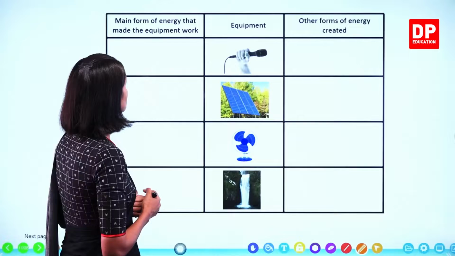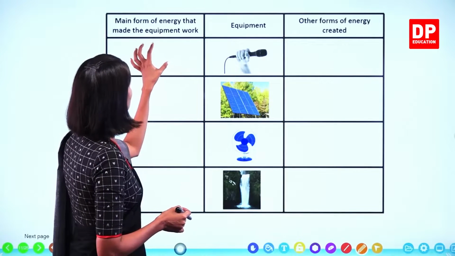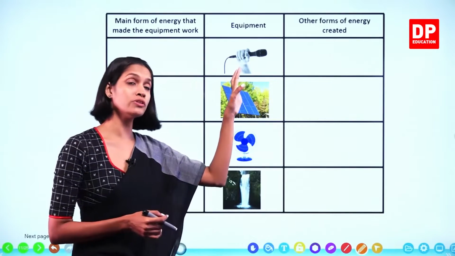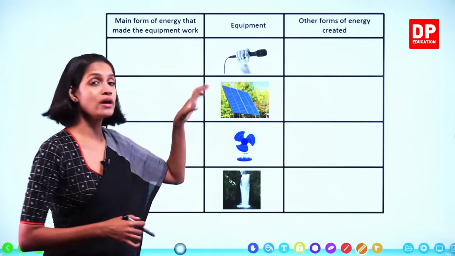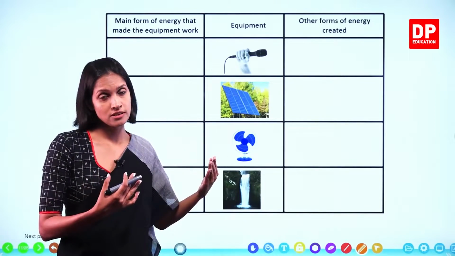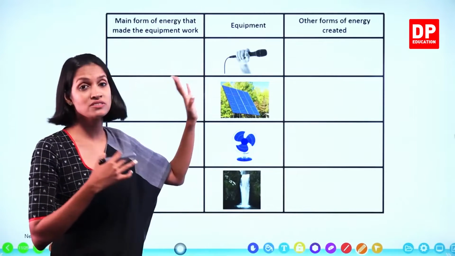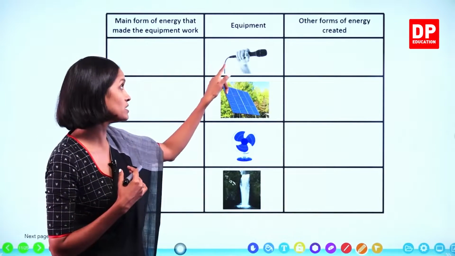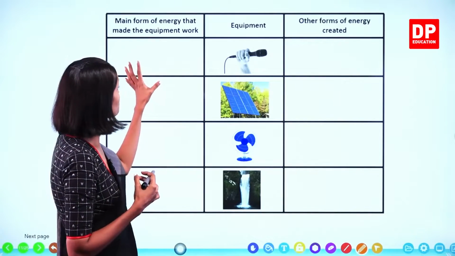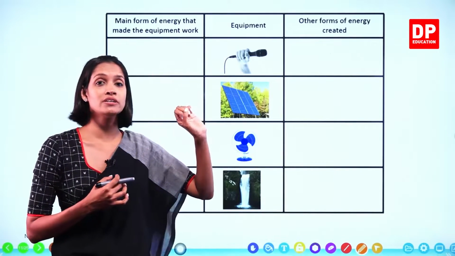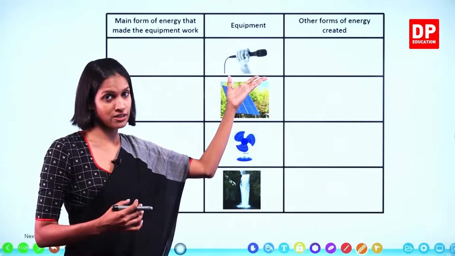Next one. Equipment is microphone. What type of energy made the equipment work? Now you all know that. Why do we use the microphone here? Microphone is used to amplify our voice, right? So when we talk to a crowd, you all know that our single voice is not enough. Therefore, we need to use a microphone like this. In that case, what type of energy is provided to the equipment? When we speak to the microphone, sound energy is given, right?